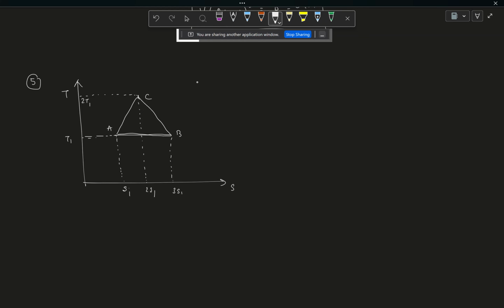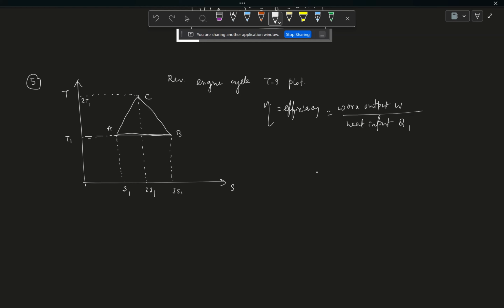Now this is an engine cycle. This is a reversible engine cycle represented as a TS diagram. Now we have to calculate the efficiency of that engine. Efficiency equals work output W by heat absorbed input, which is Q1.